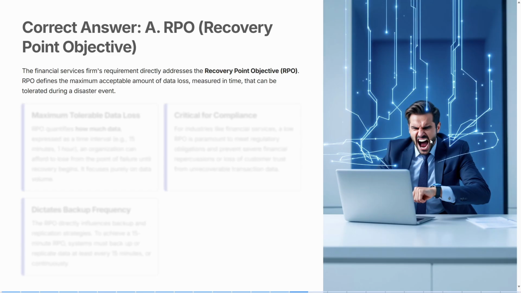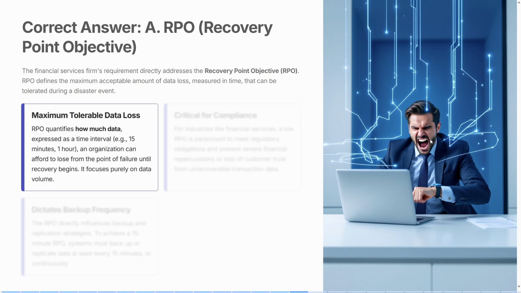Now, what is RPO? It is recovery point objective, and it's essentially what defines the maximum acceptable amount of data loss. But it's not measured in data, it's actually measured in time. So in this case, it was 15 minutes worth of data loss. It's a bit confusing, but so long as you can wrap your head around that general concept, that's really all you need to know. So it is the maximum tolerable data loss in time format.